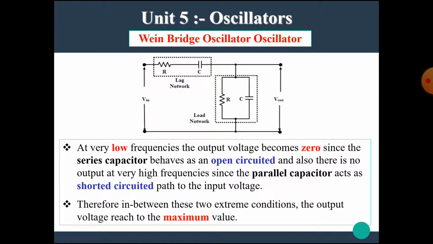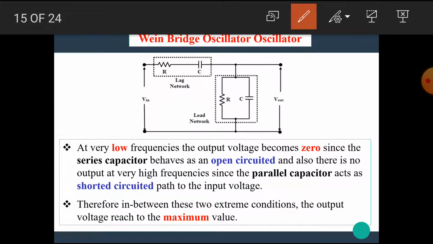Now, at very low frequencies, the output voltage becomes zero since the series capacitor behaves as open circuited. That means at low frequencies, this capacitor behaves as open circuited. Also there is no output at very high frequencies since the parallel capacitor acts as short circuited here, providing a path to the input voltage. Therefore, in between the two extreme conditions, the output voltage reaches the maximum value.